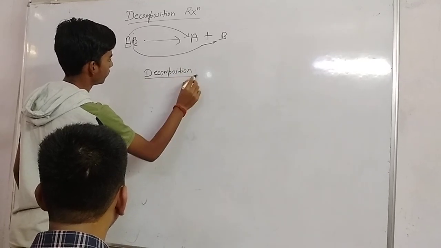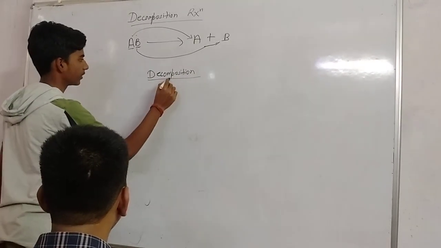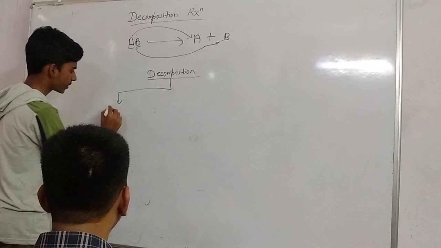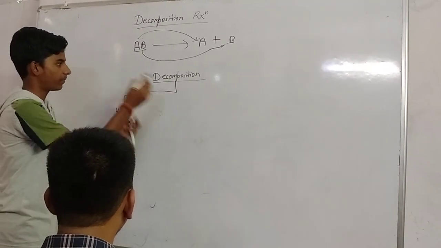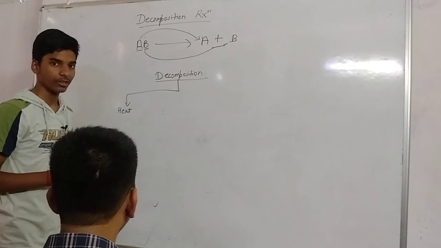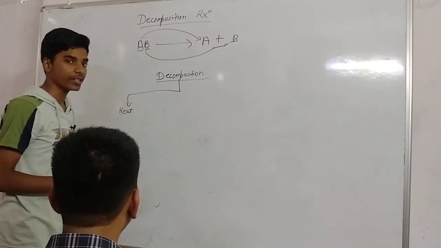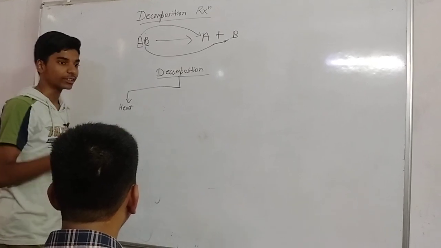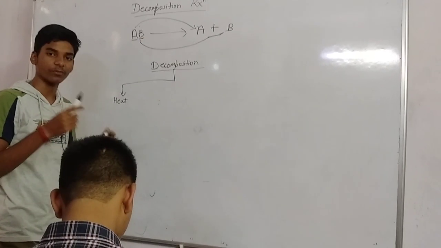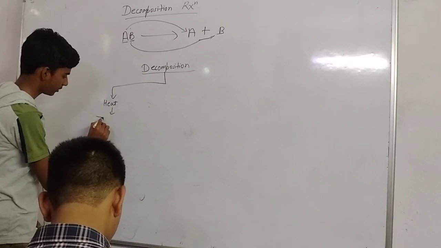On the basis of what form of energy we supply, first form is heat. If in a decomposition reaction we break down the constituent elements using the heat, then it is called thermolytic or thermolysis type of decomposition. Okay. You can write it.